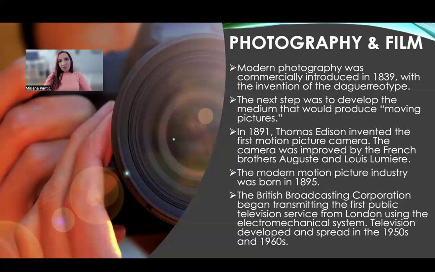The next step after that was inventing television, and in the 1930s, the British Broadcasting Corporation started transmitting the first public television service from London using the electromechanical system. So television developed and spread in the 50s and in the 60s.